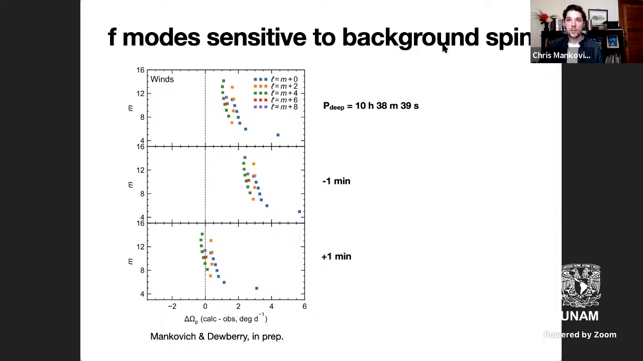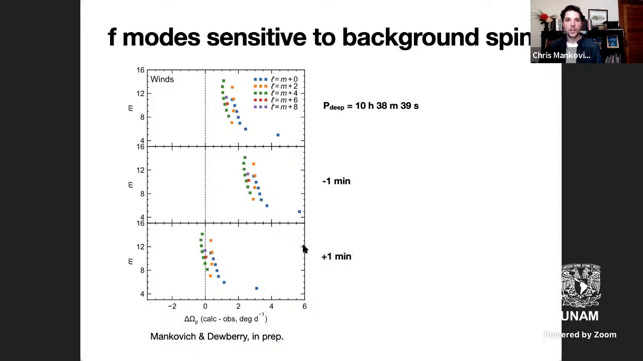So these F modes are sensitive to background spin, mostly because there's a Doppler shift that takes you from the planet frame into the ring frame where the resonances actually are detected. And that's what made our 2019 detection of this constraint on the rotation rate possible. Now we're finding that our optimal rotation rate for this particular interior model might be 1 minute slower than that.